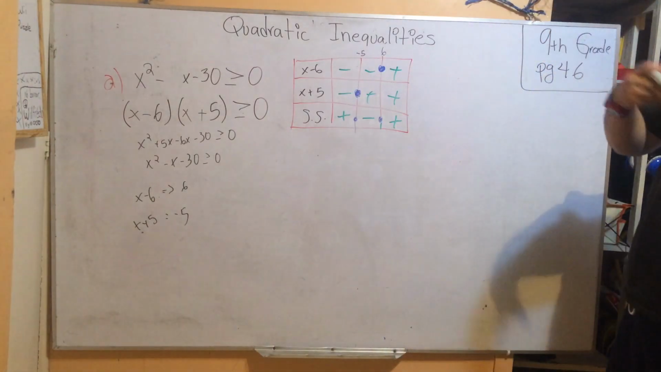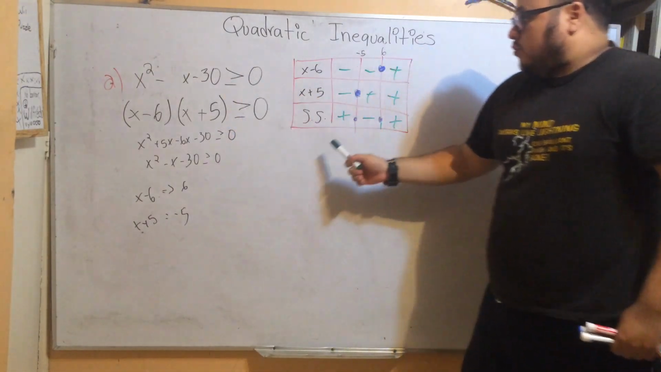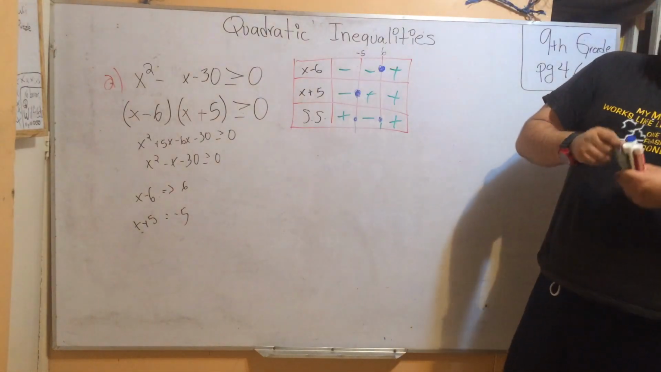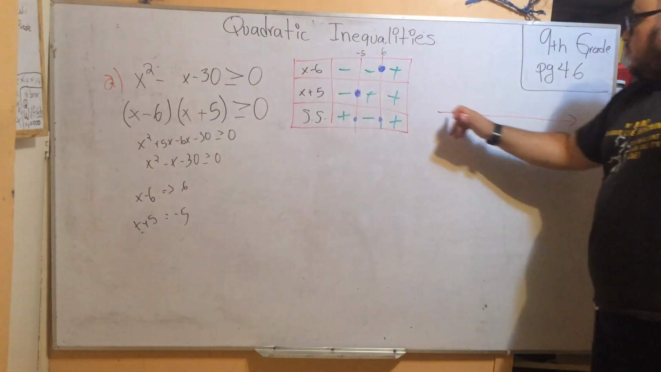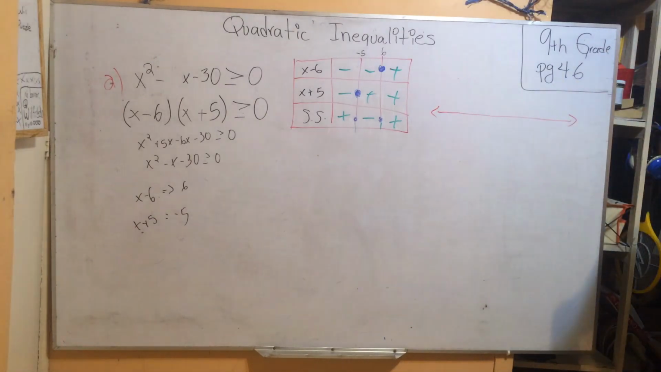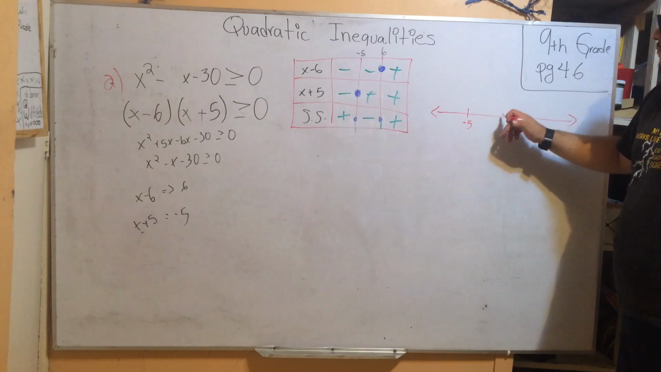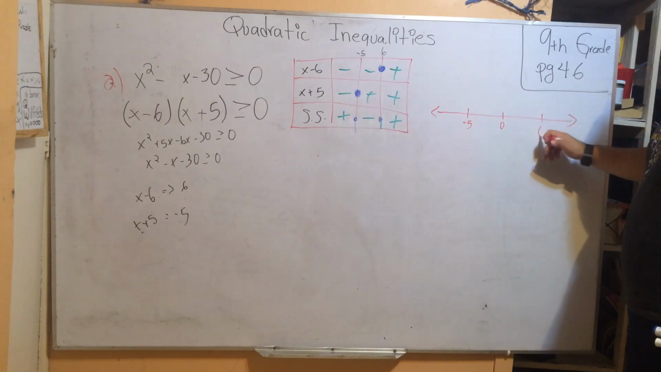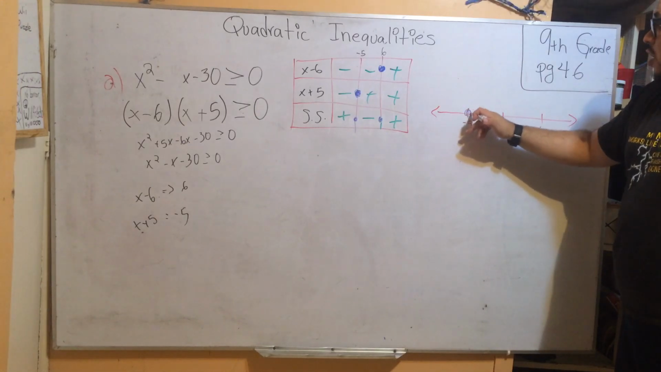So which terms are we looking for? We're looking for the ones that are greater than 0. Those are the positive terms. But let's put them into our number line just so that we can have a better idea. So we graph the numbers. Here's minus 5. Let's say that here we have 0. And let's say here we have 6. So we graph our points. They are included.